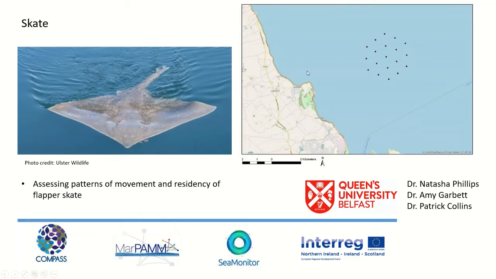So this is just off the east coast of County Antrim in Northern Ireland. So really interesting if we get results back of how skate use this area and move between these receivers. They're only about 4 kilometers wide. So yeah, really cool stuff there.